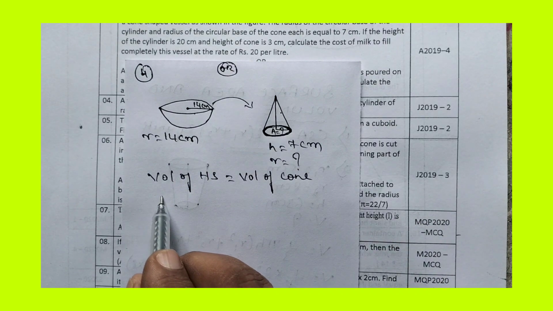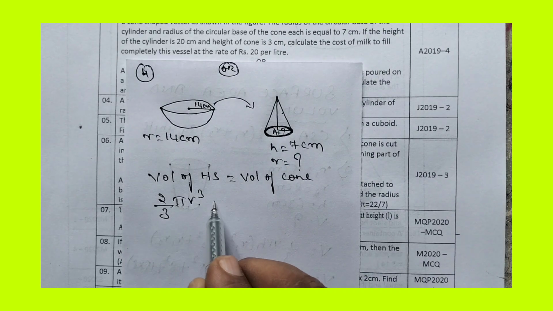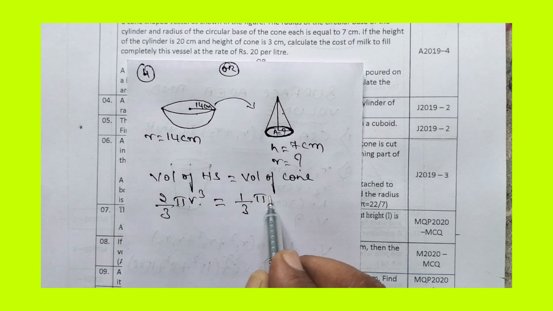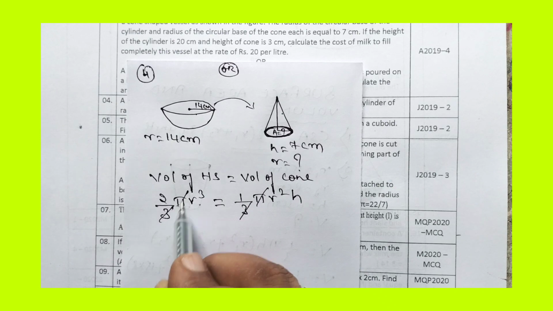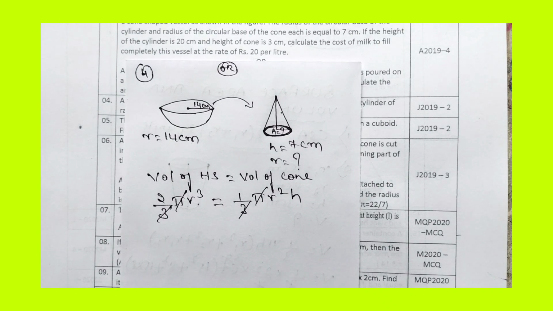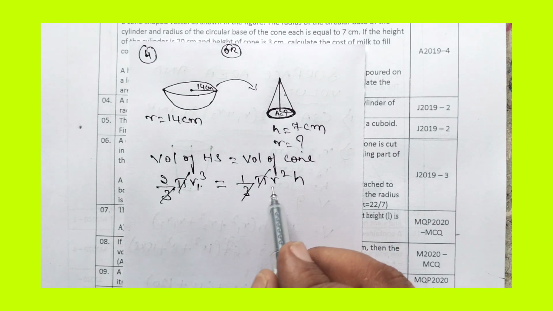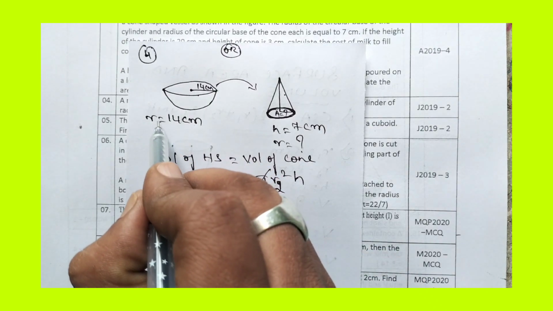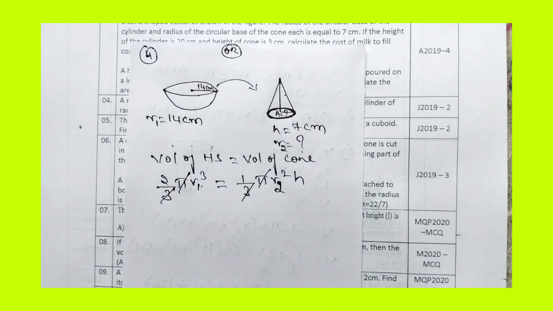So volume of hemisphere is given by 2/3 pi r cube is equal to volume of a cone, 1/3 pi r square h. So 3 gets cancelled, pi gets cancelled. Then what is the remaining? Taking the radius of the hemisphere as r1, r1 cube, and the radius of the cone as r2, r2 square. Radius of hemisphere is r1 and radius of cone is r2.